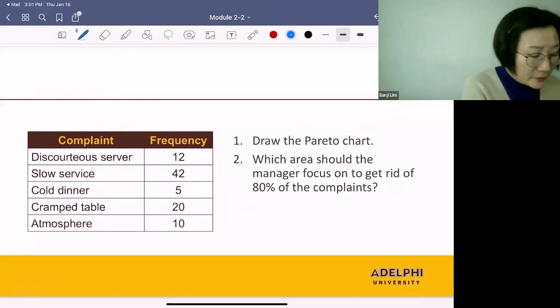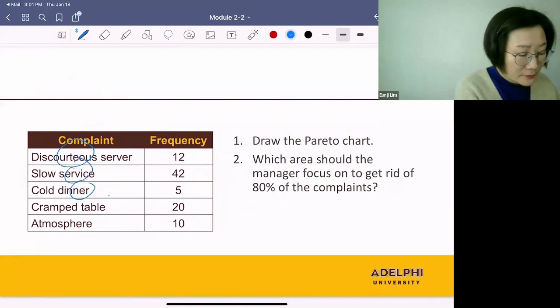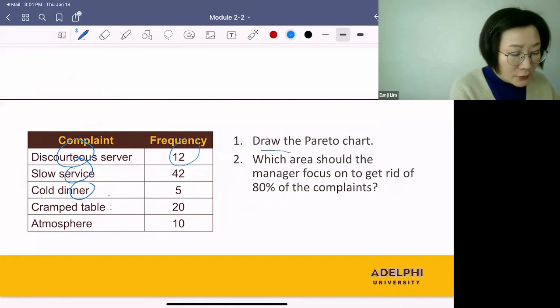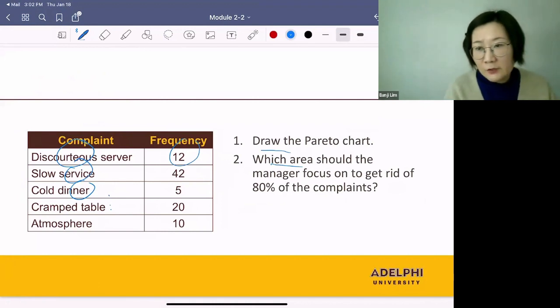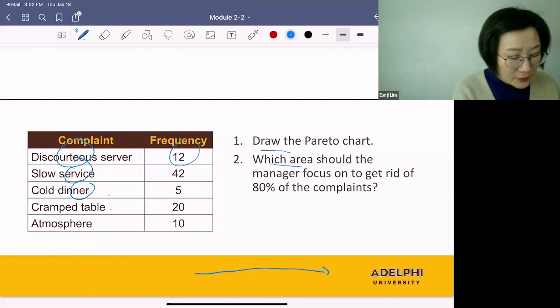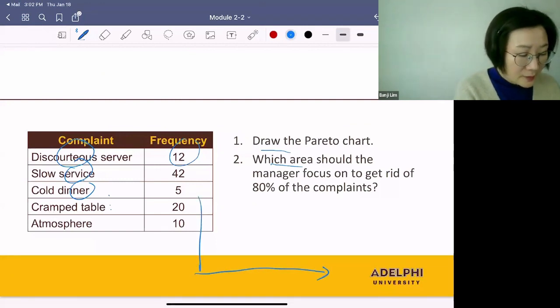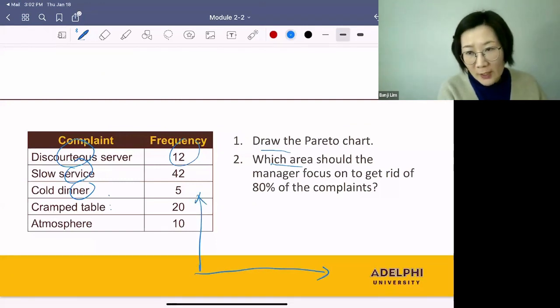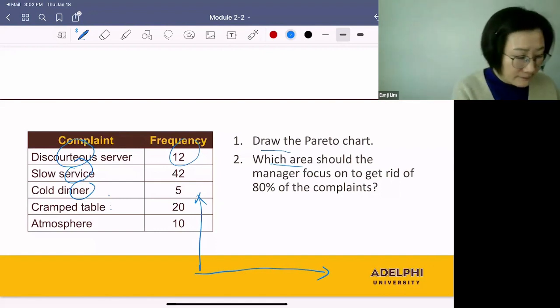So we have the areas of complaints, discourteous server, slow service, and so on. We have the frequencies. Number 1. Draw the Pareto chart. Number 2. Which area should the manager focus on to get rid of 80% of the complaints? So how can we create the Pareto chart? What do you want to put on the x-axis of the Pareto chart? And what do you want to put on the y-axis of the Pareto chart?